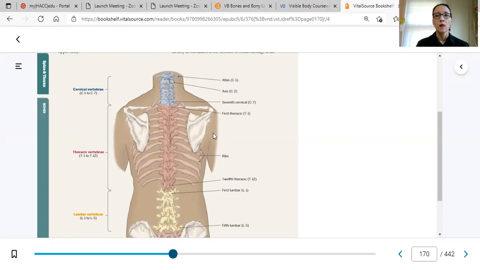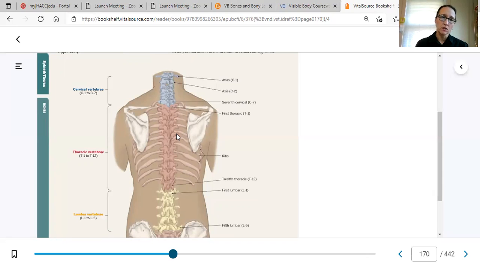The first 2 cervical vertebrae actually have special names. C1 is called the atlas. C2 is the axis, and we will go into more detail in a couple minutes when we talk about those on that page. For now, we're just kind of getting an overview.